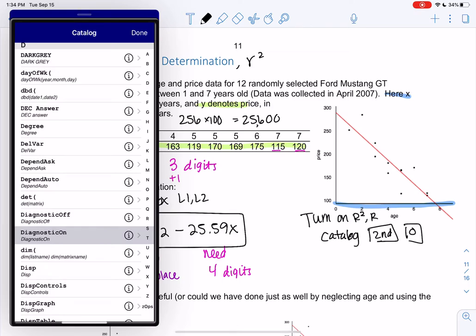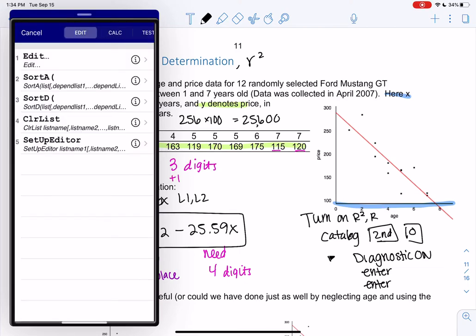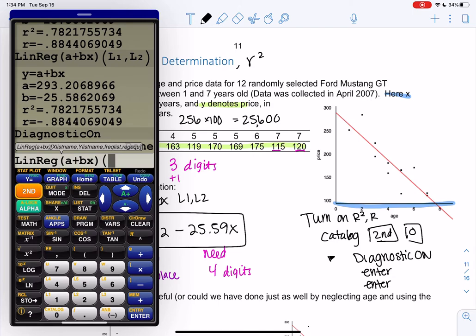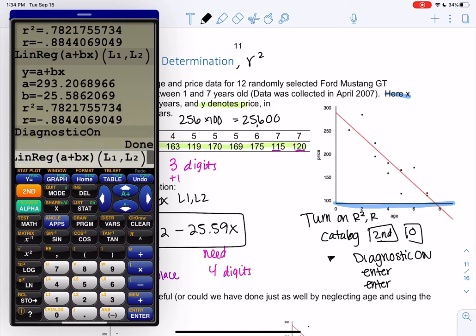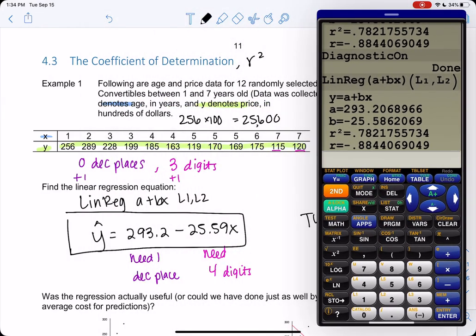And then you just scroll. You have to hit the arrows a lot until you get down to diagnostic on. And then hit enter at diagnostic on, hit enter again until it says done. And then if you do regression again, r and r squared will be there. And if not, just send me a quick email or message and I'll help you get it turned on. And you never have to do this again, so it should be on. So we're going to look at those in a second. This section, we're looking at r squared, and then we'll do r in the last section.